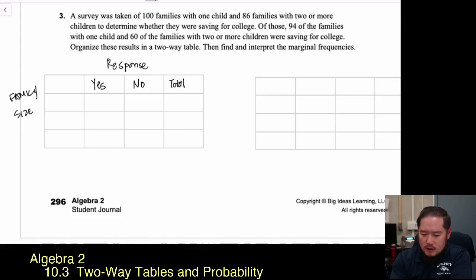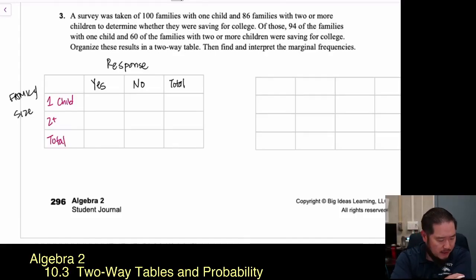Okay. Now in the first column and in the second row, let's go ahead and determine, well, what type of family sizes do we have? We have a family size with 1 child. We also have families with 2 or more children, so we'll put 2 plus. And then for the last row, we're going to go ahead and put total right there as well. Okay, so we have that now, and let's see what we could put together.